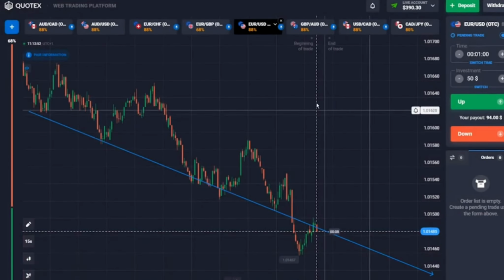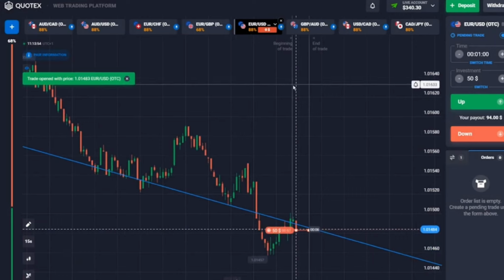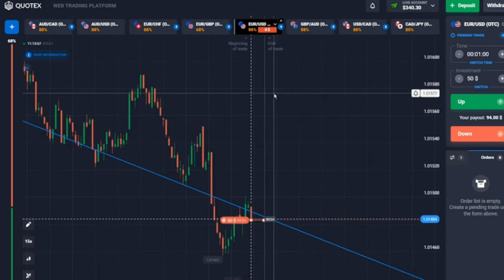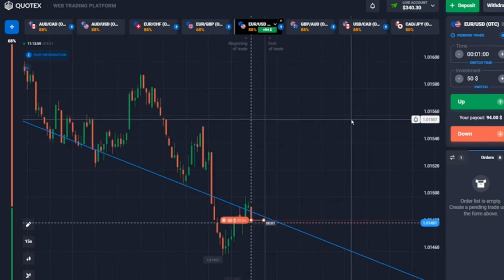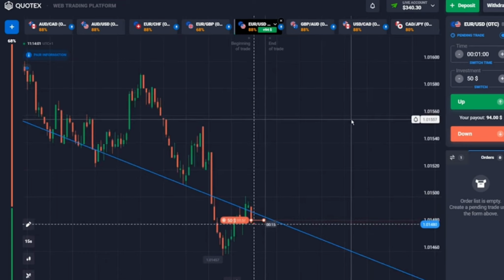The market is trending downward here, and the candles have broken below the trend line and it's a retest of the trend line from below, making a good put option trade entry point.